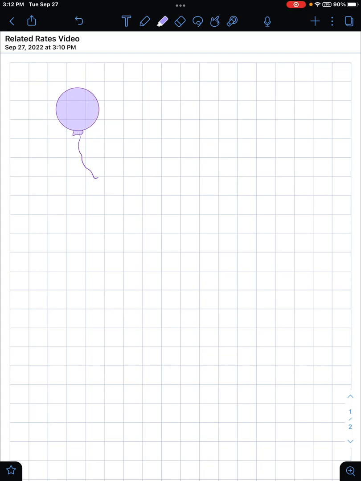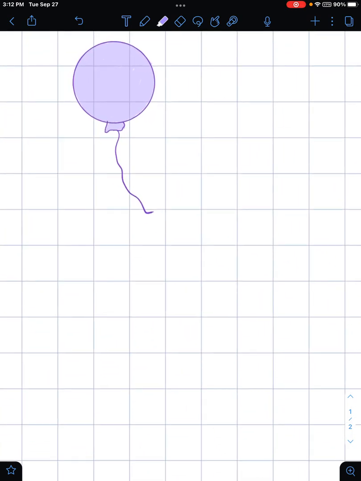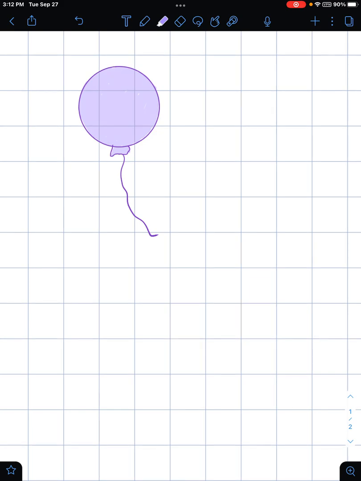This lesson is about related rates. So let's talk about what that means, related rates. Let's look at this balloon, for example, and pretend that it's not blown up yet. Let's just say you're going to blow this balloon up to make it bigger. So if we just blow up the balloon and make it larger.